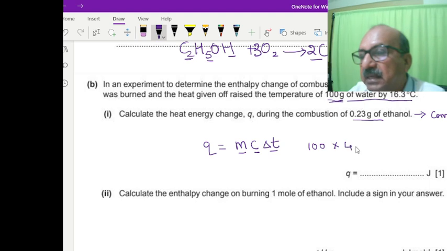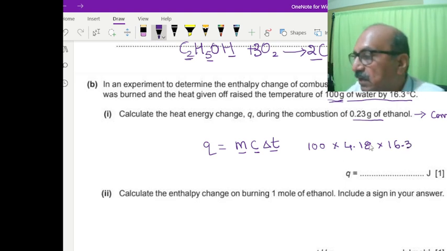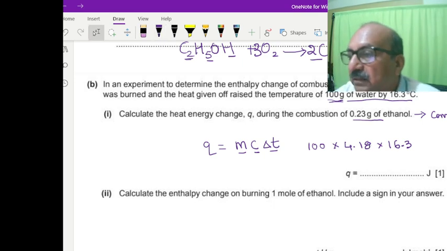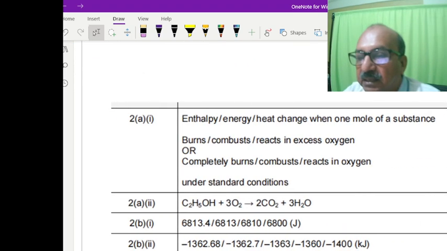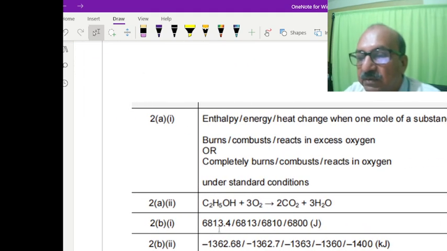and c, as you know, the specific heat capacity is 4.18 joules per Kelvin, and then the delta T is already given, that is 16.3, right? So if you do that, then you are going to get the answer for Q, and it is going to be 6813.4. If you don't want to write the 0.4, then even 6813 is also acceptable.